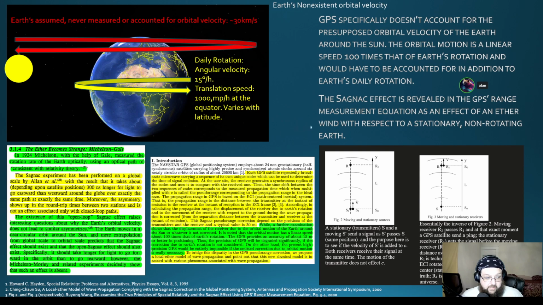So Earth's orbital velocity has never been inferred. Michelson-Morley was just showing the same thing that they've always shown, that there's a varying speed, but they didn't get enough to match their interpretation for the scale that they had set up for fringe shift. And then GPS specifically doesn't account for the presupposed orbital velocity of Earth around the sun. The orbital motion is a linear speed 100 times that of Earth's rotation, and would have to be accounted for in addition to the daily rotation. The Sagnac effect is revealed in GPS's range measurement equation as an effect of ether wind with respect to a stationary non-rotating Earth. And then there's a couple of citations for where all this was derived from.